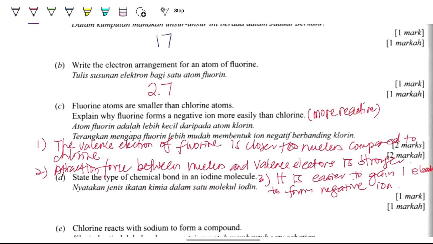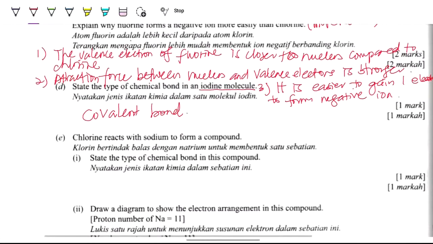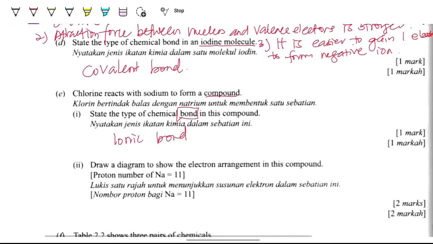Then state the type of chemical bonds in an iodine molecule. So for an iodine molecule, we know that it is a covalent bond. Don't write covalent compound. Then chlorine reacts with sodium to form a compound. We know that sodium and chlorine, metal and non-metal, form an ionic bond. Here the bond is mentioned, so write the ionic bond.